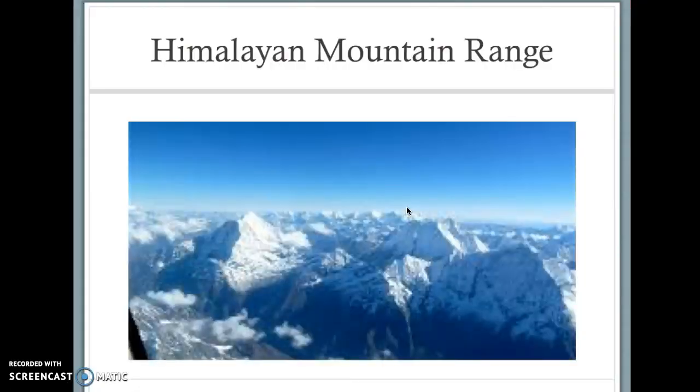Now, with that being said, I just want to paint a picture in your head. This is going to be what you're looking at for the most part. You're going to have those very large mountain ranges that go all across South Asia and right into the Middle East.